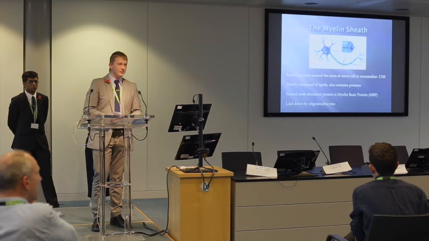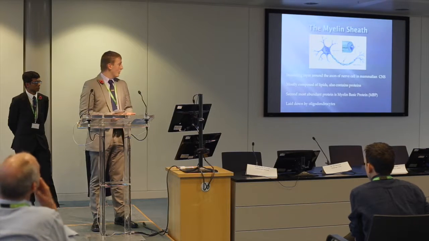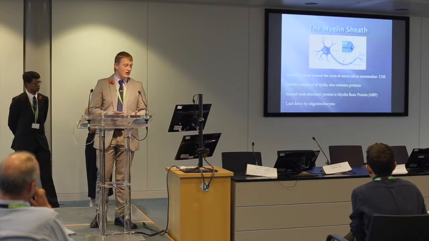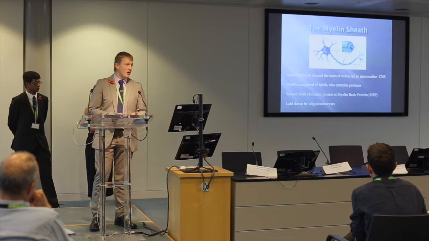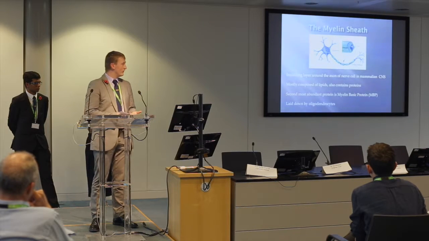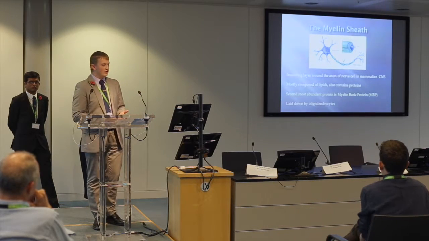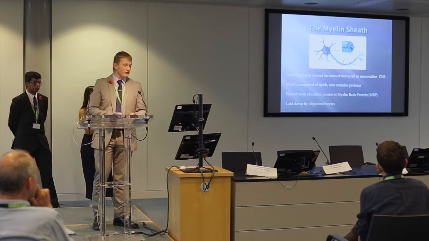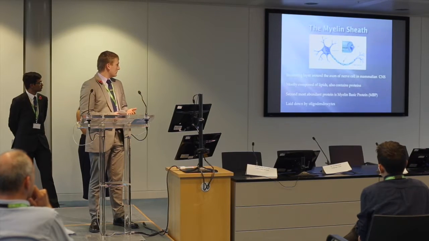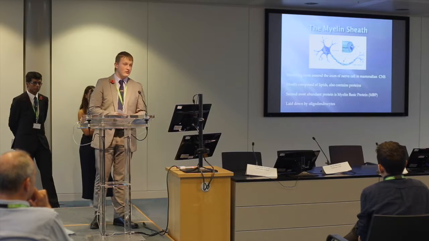Every nerve cell in the central nervous system has an axon which is surrounded by the myelin sheath. This is composed mostly of lipids and proteins. The most abundant protein in the myelin sheath is called proteolipid protein 1, which we'll come back to later in the talk. The second most abundant protein is called MBP. This is thought to have a role in maintaining the integrity of the myelin sheath by cross-linking the layers and acting like a sort of glue.